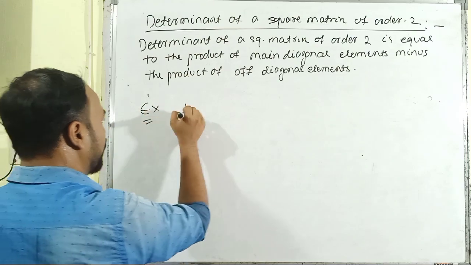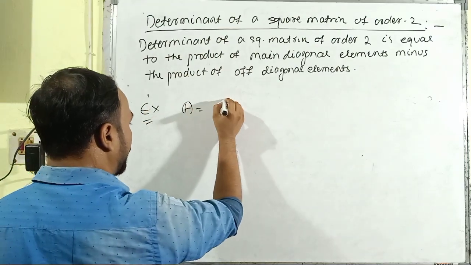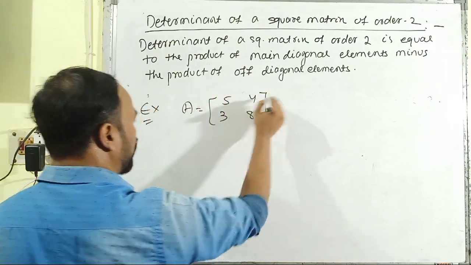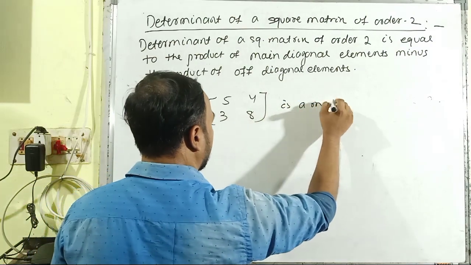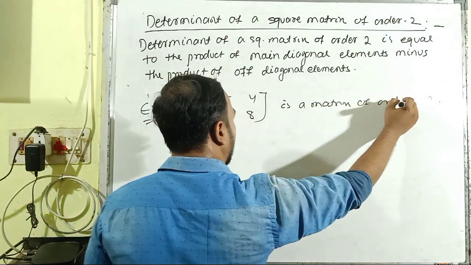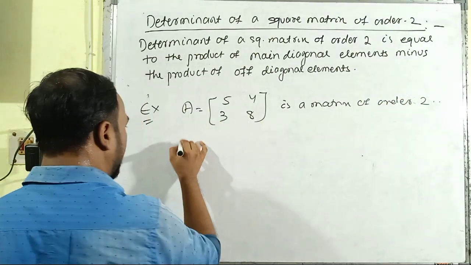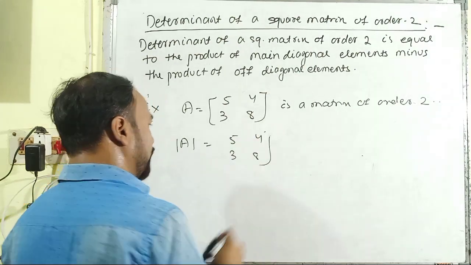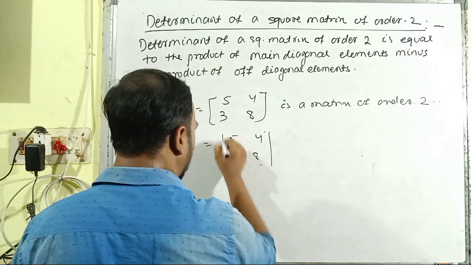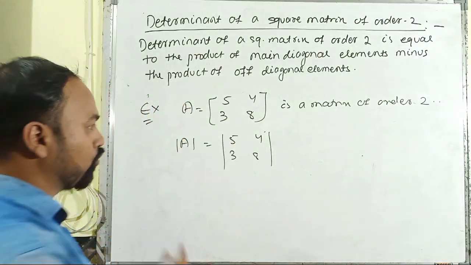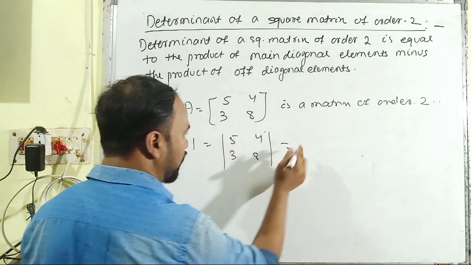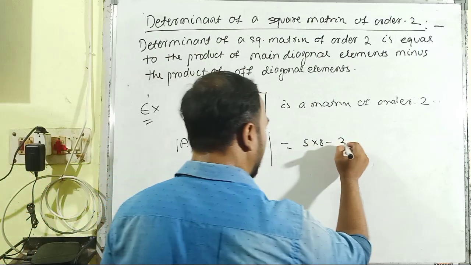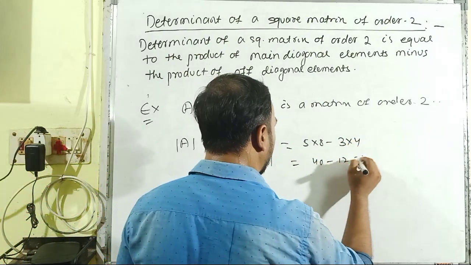Let us take a matrix A defined as 5, 7, 3, 8. It is a matrix of order 2. Then the determinant of A will be: first of all we have to remove the matrix symbol and put the symbol of determinant. Then we go for the procedure. First we multiply 5 with 8, minus the product of off diagonal elements, that means 3 into 4. It is 40 minus 12, which is equal to 28.